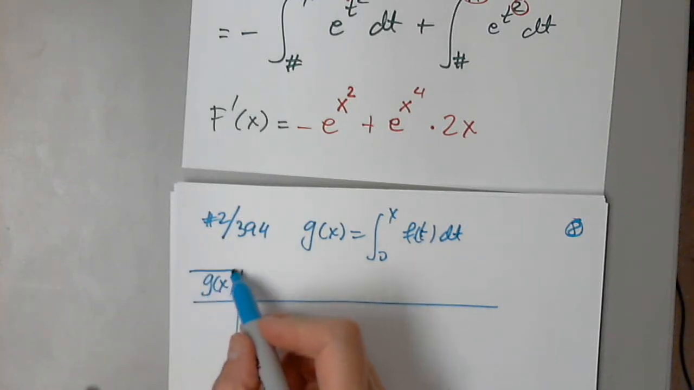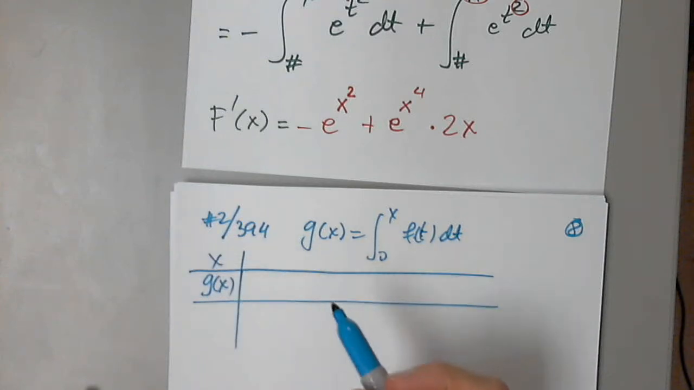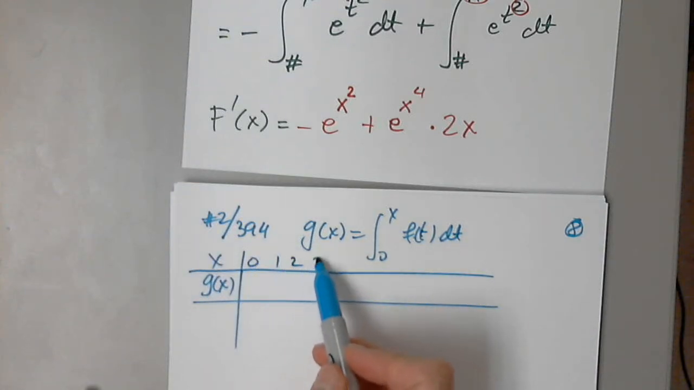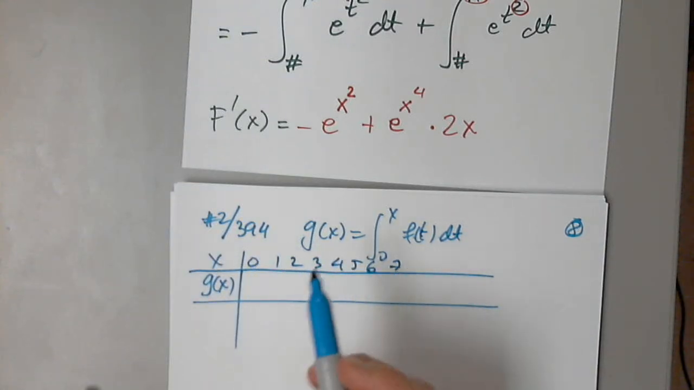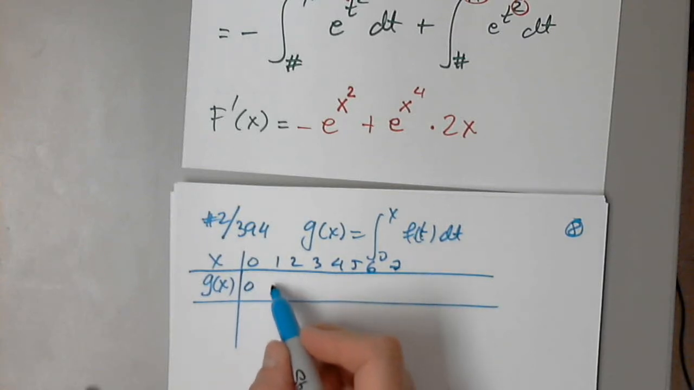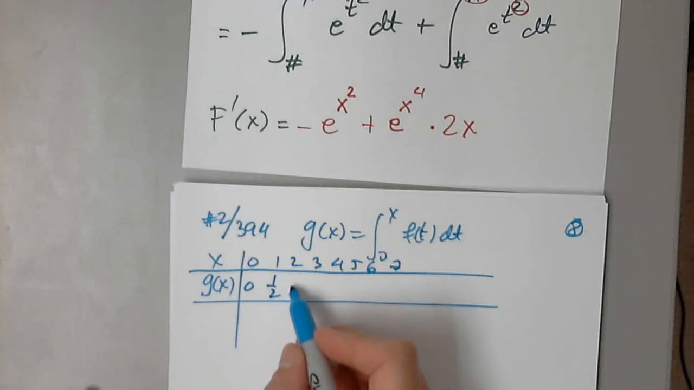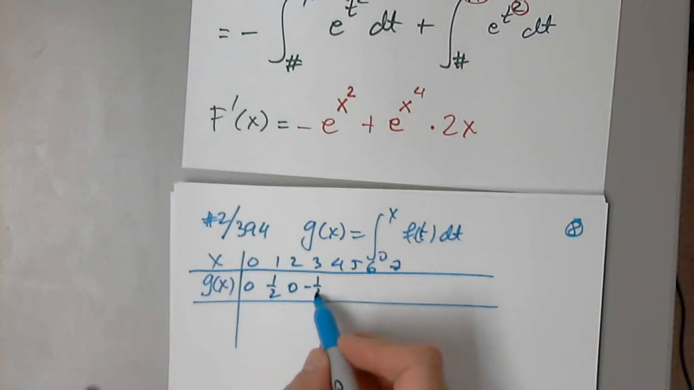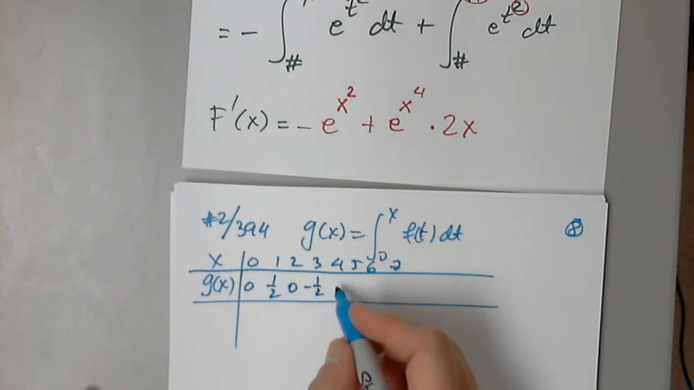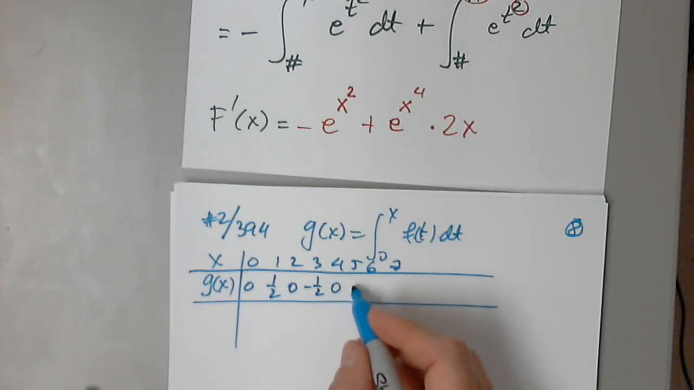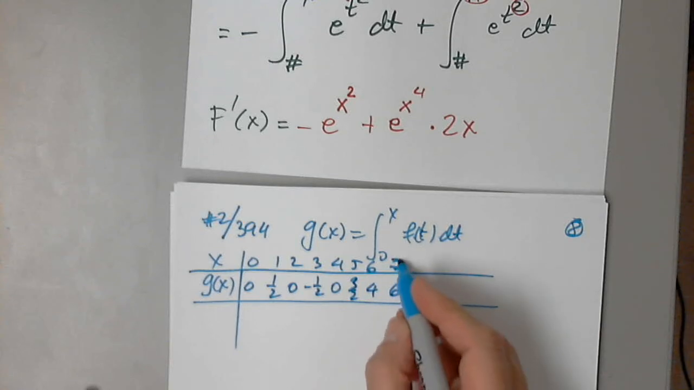X. So we had 0, 1, 2, 3, 4, 5, 6, and 7. And what did we get? At 1 it was 1/2. At 2 it was 0, right? At 3 it was negative 1/2. At 4 it was 0. At 5 it was 3/2, and then 4, and then 6.1.